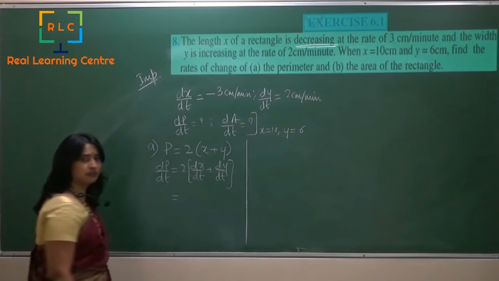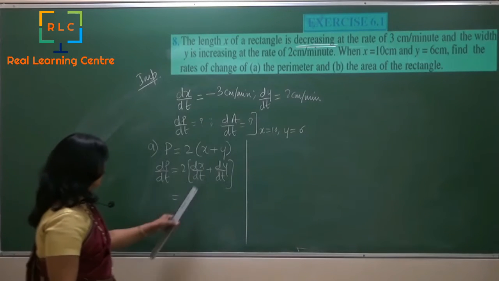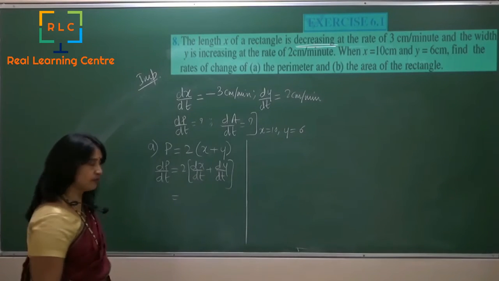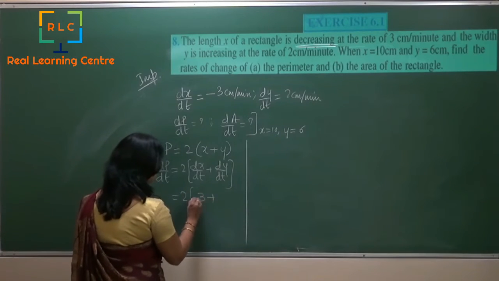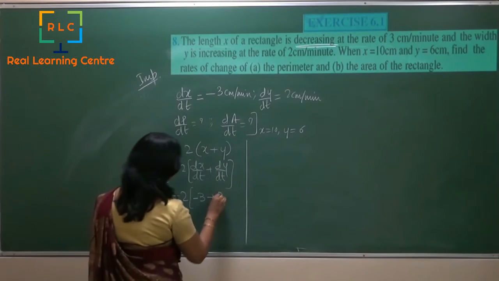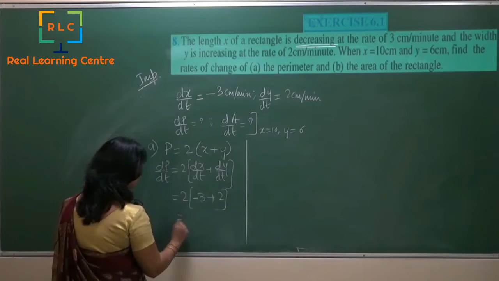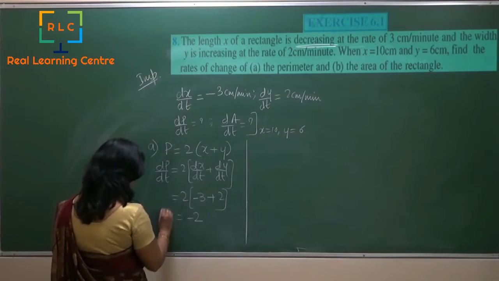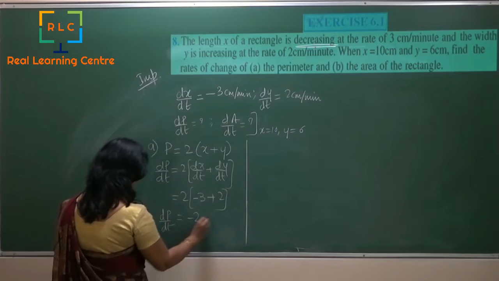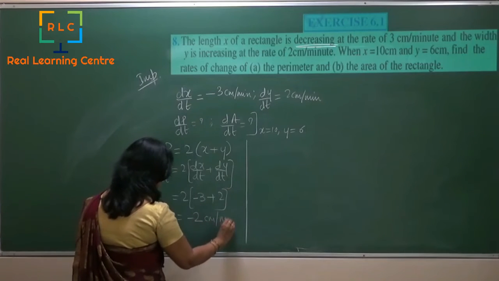And you have directly the data they have given. 2 into, what is your dx by dt? It is minus 3. What is your dy by dt? It is 2. What is 2 minus 3? It is minus 1. So it is minus 2, and we're talking about perimeter, so it is centimeter per minute. Minus 2 centimeter per minute.